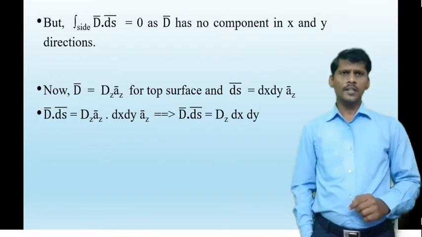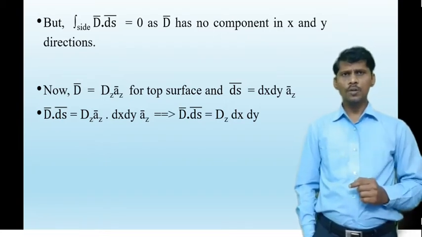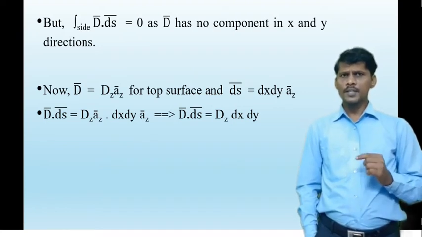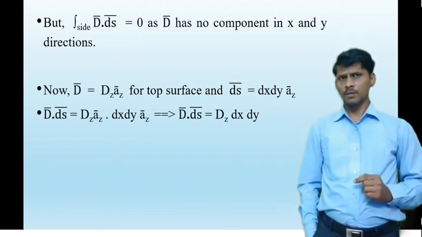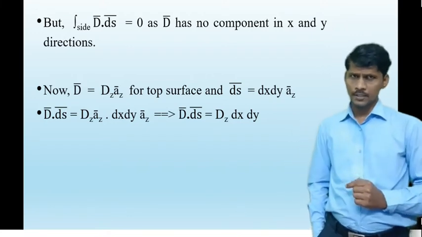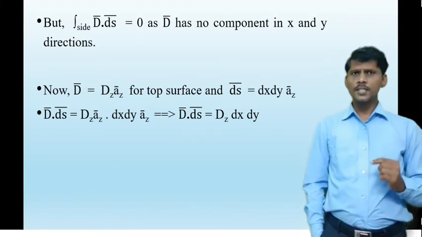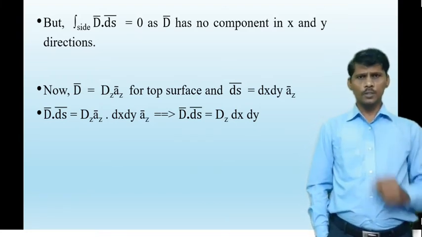So now calculate D bar dot dS bar value. D bar dot dS bar is equal to Dz a_z bar dot dx dy a_z bar. We know that the dot product of the same unit vectors is unity, a_z bar dot a_z bar is 1. The remaining value is Dz into dx into dy.